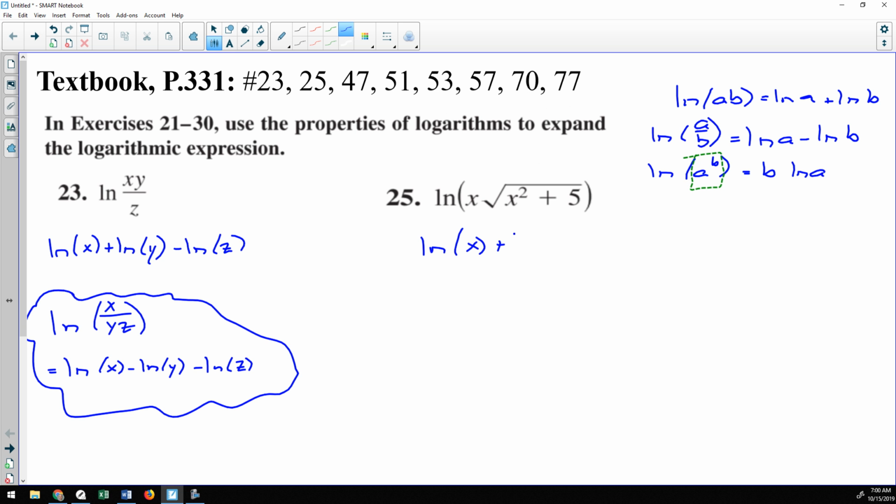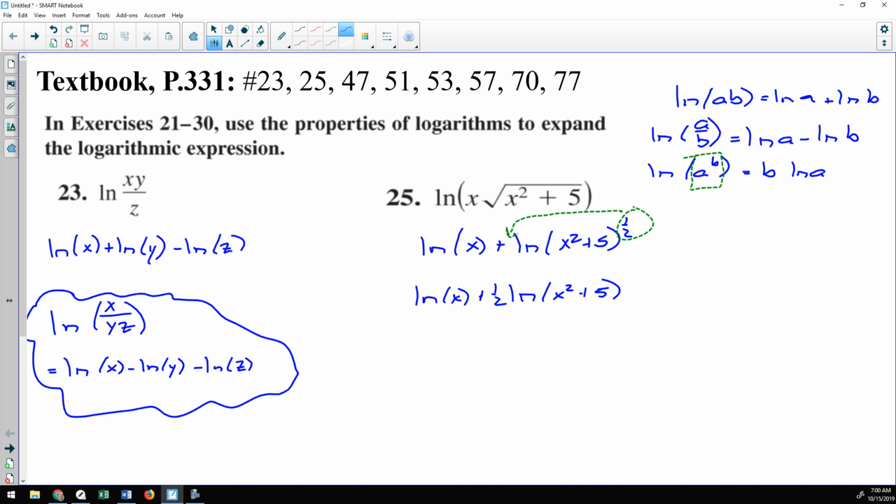Number 25, it is a product, so that would be the natural log of x plus the natural log of the square root of that stuff. But do remember, a square root is the same thing as an exponent of 1/2. And so when I write it as an exponent, I can then take this exponent, bring it down in the front, and I'm left with the natural log of x plus 1/2 natural log of x squared plus 5. And that's all you have to do for the first two.